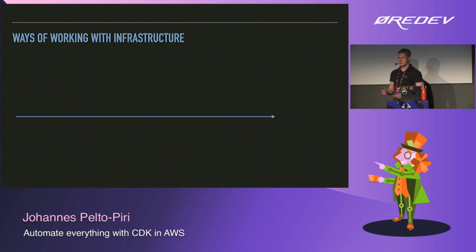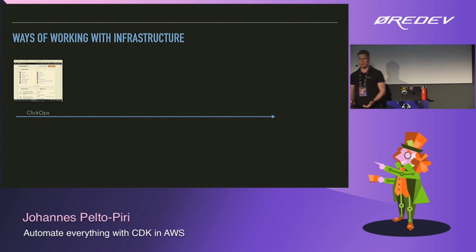So let's go through where people are at when it comes to automation and so on. Now, there are still people doing ClickOps, right? Sitting in the console, creating things manually. And this isn't good, because you have no automation whatsoever. Setting up multiple environments becomes a pain.